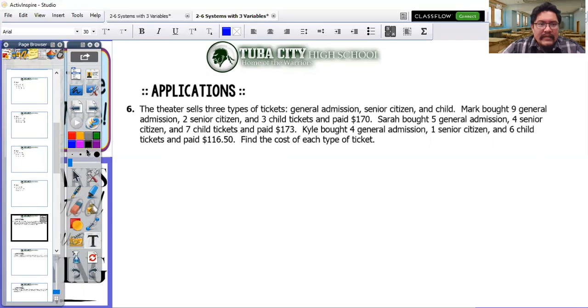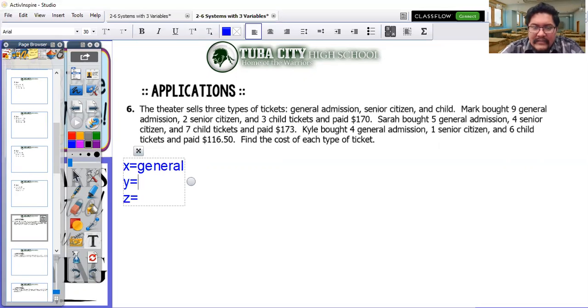Let's see, we have our first problem, first exercise. So the theater sells 3 types of tickets: general admission, senior citizen, and child. Great introduction statement. It introduces us to all of our variables. So let's go ahead and put those in and assign them. So X, Y, and Z. X is going to be general, so we'll call that general.